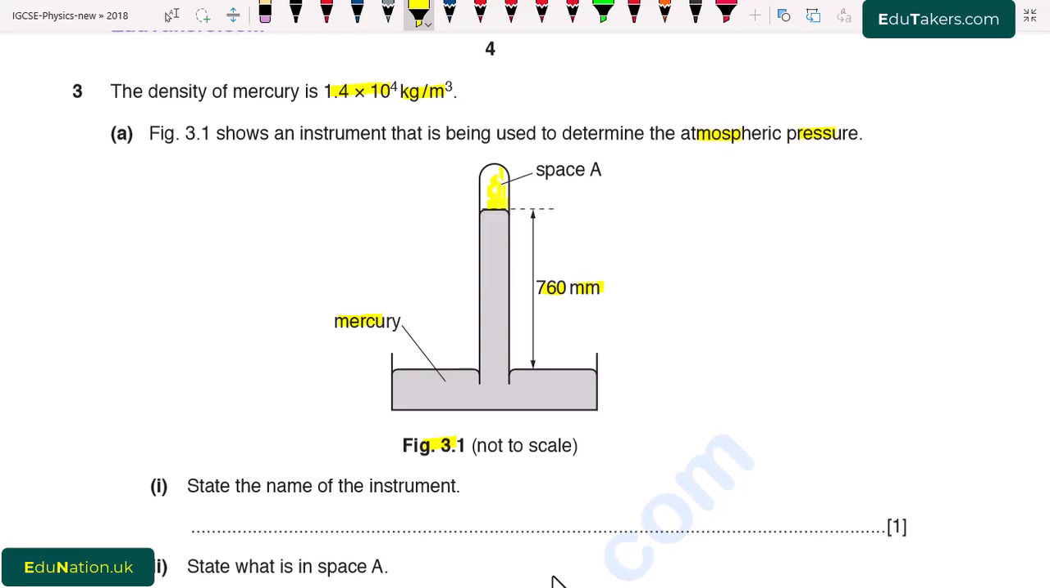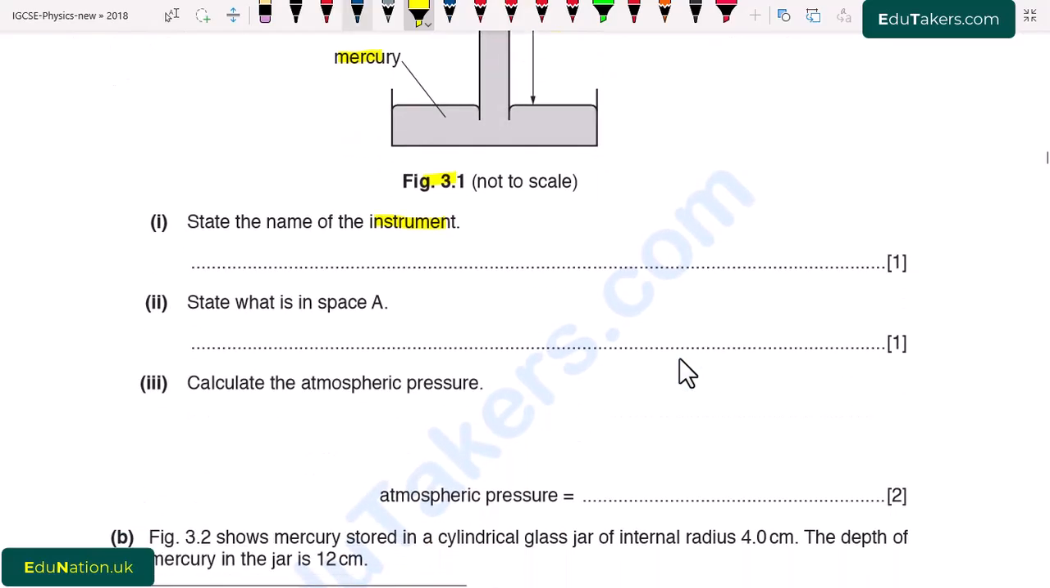Part 1. State the name of this instrument. This instrument is actually a barometer that is used to measure the atmospheric pressure. I write here, it's a barometer or mercury barometer.